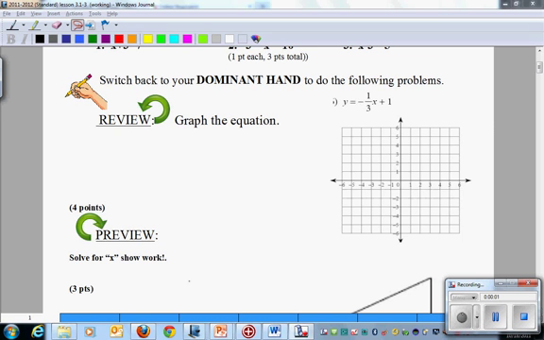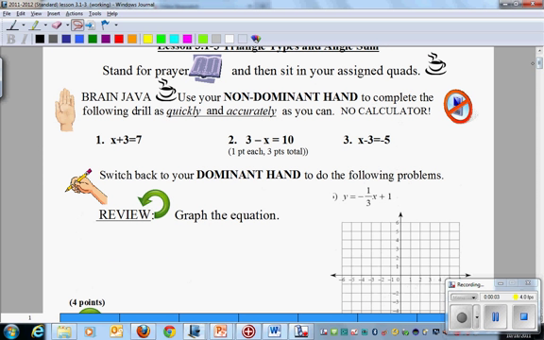Okay guys, listen up. At the top, this is going to be, obviously that's 4, so plus 1. That's going to be negative 7 plus 1, and negative 2 plus 1. We're at 3 points so far.